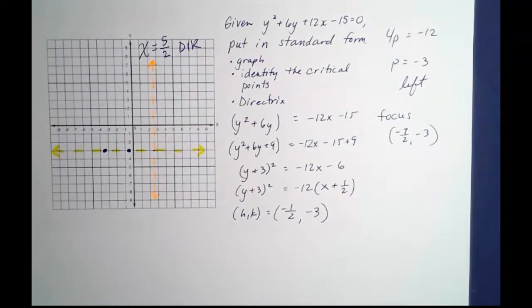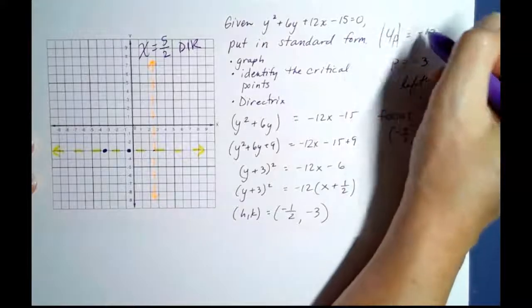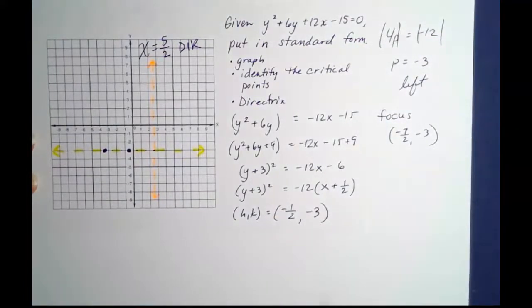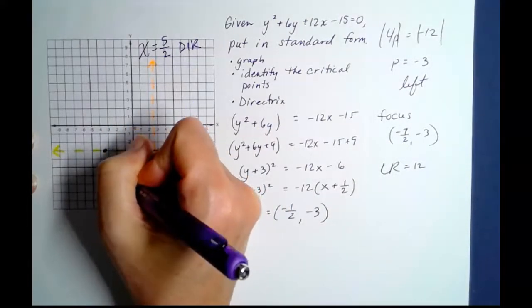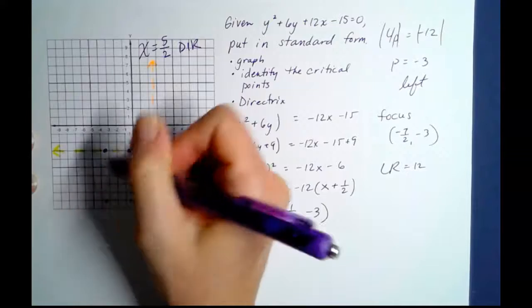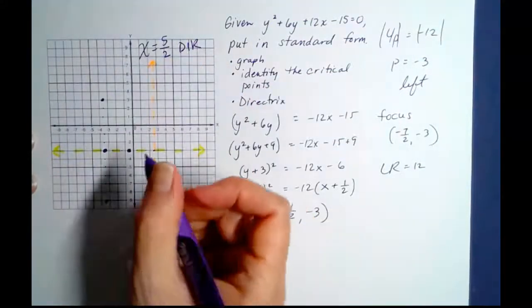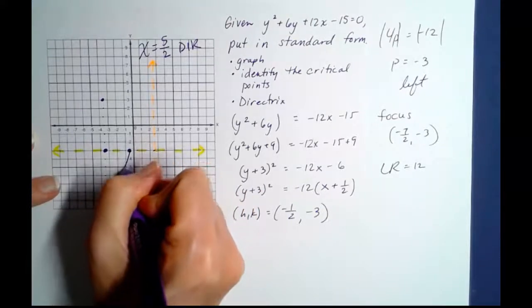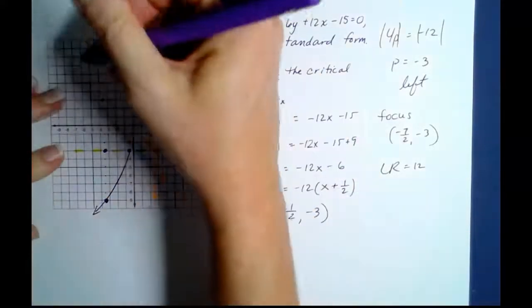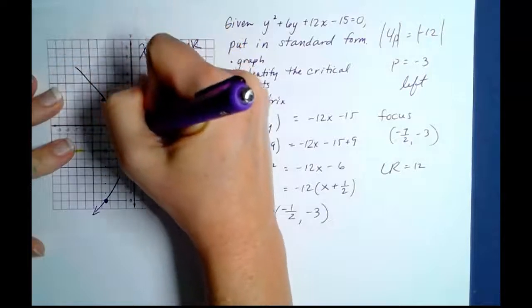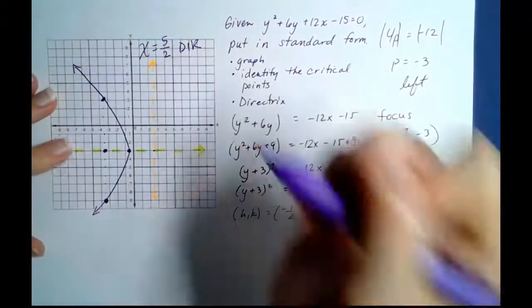We're ready to graph. Last thing, if the absolute value of 4p is equal to our LR, which is 12, that means half of that is 6. The LR is a line segment that passes through the focus. So we're going to go down 6, 1, 2, 3, 4, 5, 6, and up 6, 1, 2, 3, 4, 5, 6, to establish our parabola. And this is what our parabola looks like.